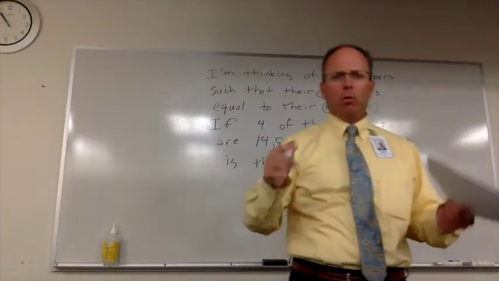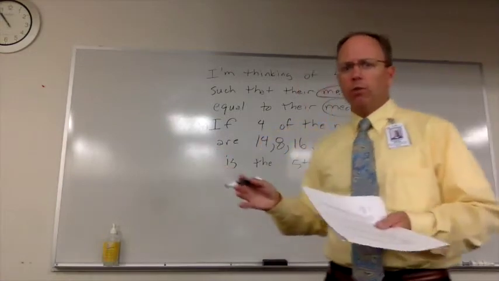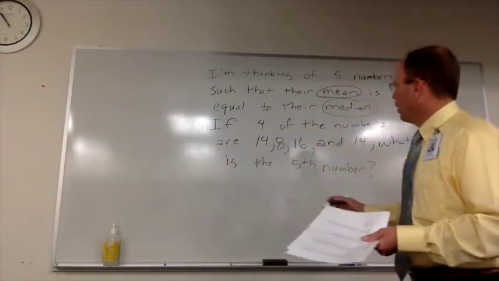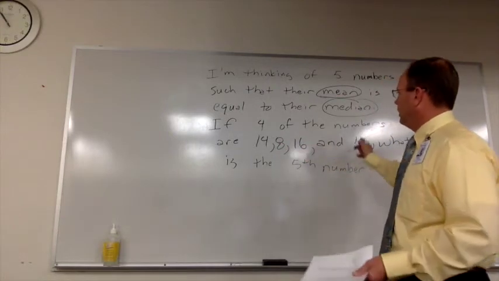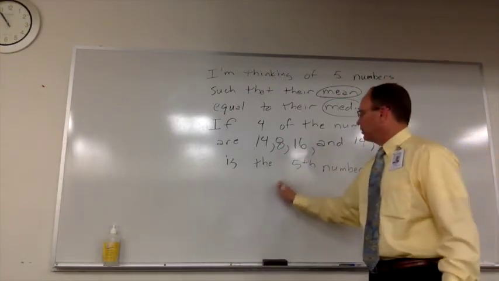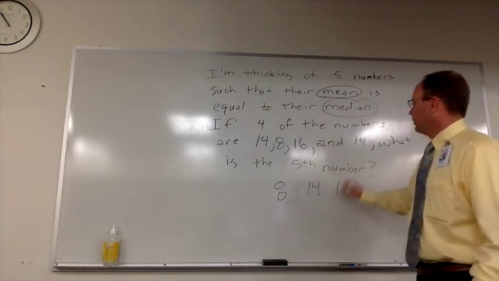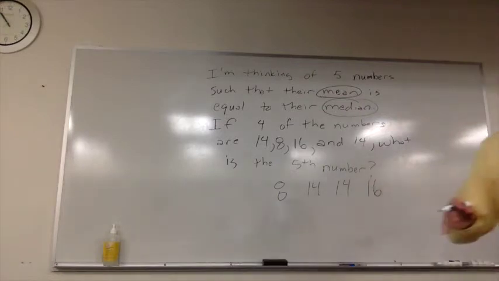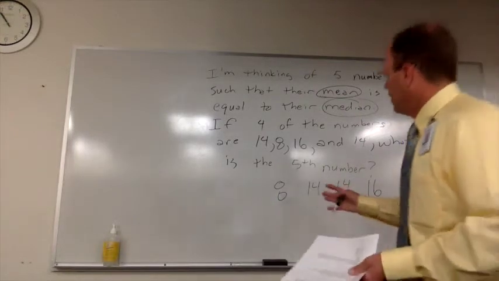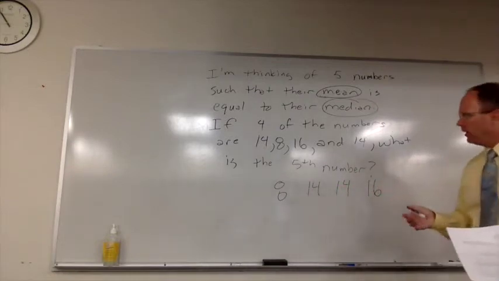Now, if we're dealing with a middle, we should put the numbers in from least to greatest, so ascending order. So far I have 14, 8, 16, and 14. So my smallest number is 8. I then have 14. My next number is 14. And then I have 16. So let's figure out where this 5th number would be. Does it go in the beginning, in between any of these numbers, or at the end?